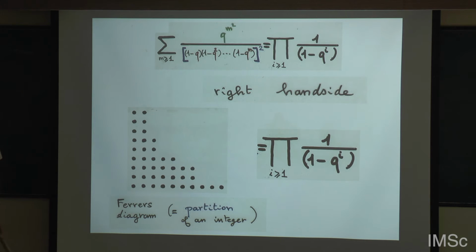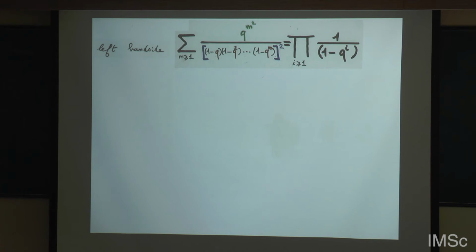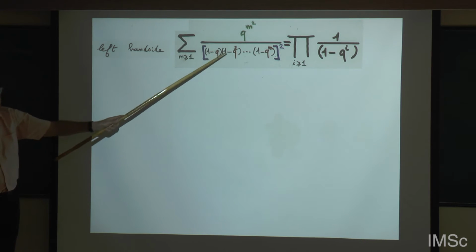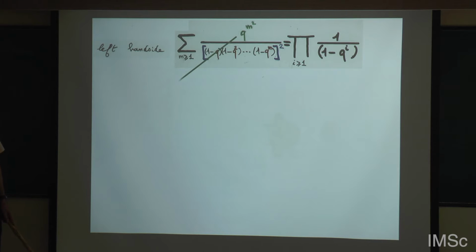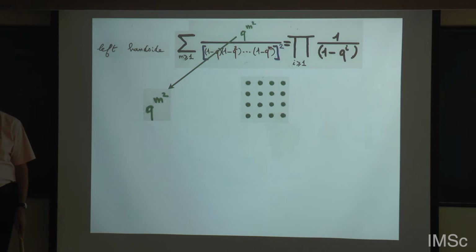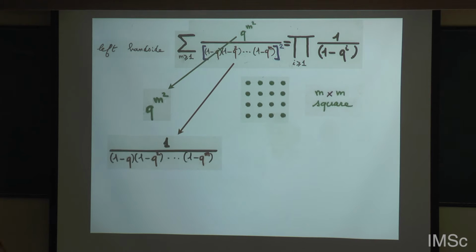This is the number of partitions of n. So the right-hand side is this picture, the Ferrers diagram counted by the number of points, number of cells of the Ferrers diagram. This is the right-hand side. Now the left-hand side. So there are three terms, the green, the blue, and the red. So the green term is q to the power m squared. The green term is the square m by m. Now the red term, that we know, is a generating function for partitions having at most m parts.